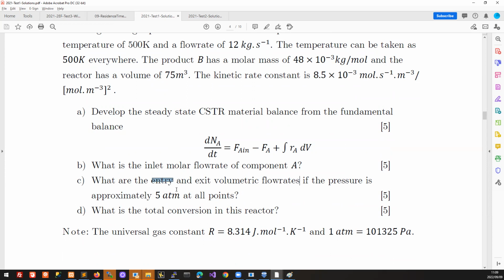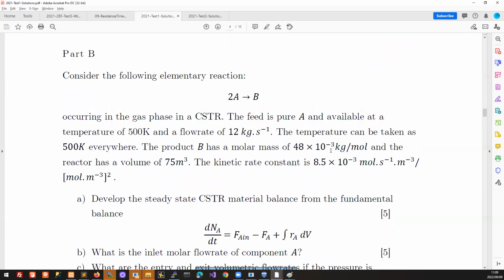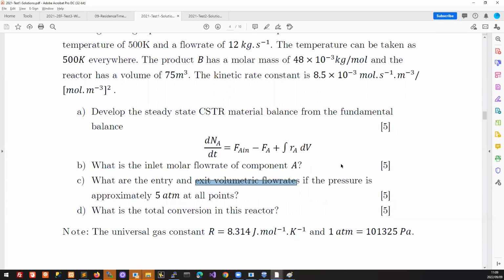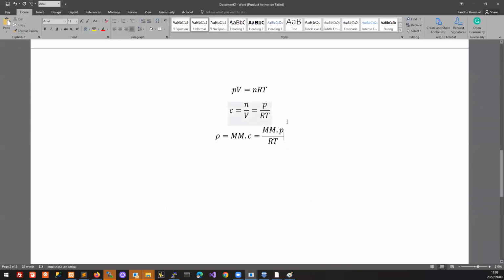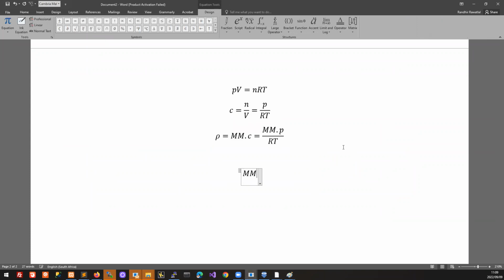So the entry flow is quite easy. On the other hand, for the exit flow, it's more complicated because coming out of the reactor is not pure A, it's a mixture of A and B. So your exit flow rate needs to be recalculated, and we'll have to calculate a mean molar density, a mean molar mass. So here is R. The mean molar mass we typically write as, so it's going to be 1 over that.